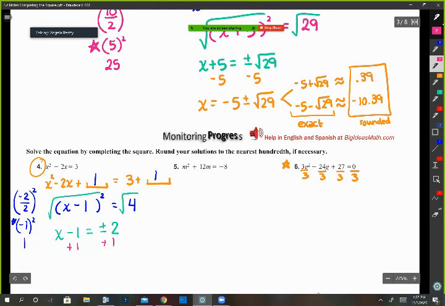So what did you get for your answer? What'd you get? 1 plus 2, right? Which is 3, and 1 minus 2, which is negative 1. We good there? Okay. Did anybody have a chance to get going on 6?